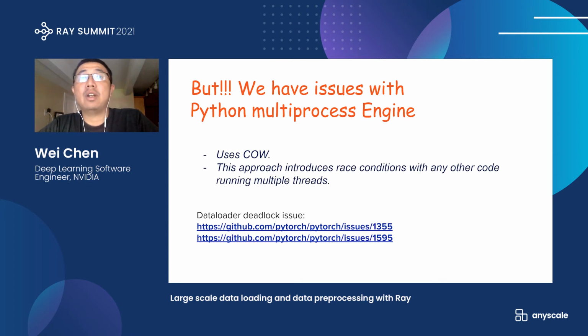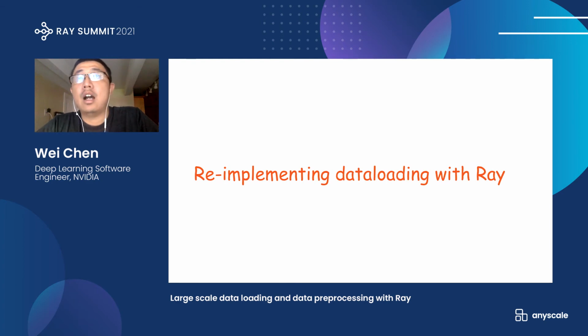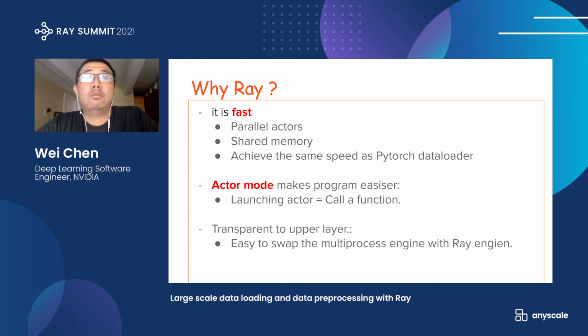Because of this, we started thinking about another approach: how about Ray? The reason we want to use Ray is, first, it is fast, because the idea of Ray and the PyTorch data loader multiprocess engine is kind of similar. Both are multiprocess. The difference is that Ray uses actors, which are more manageable for us, and they are parallel actors.